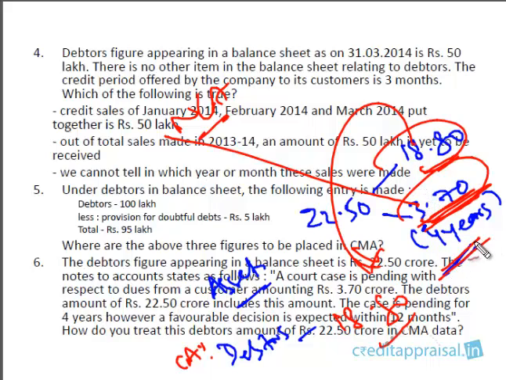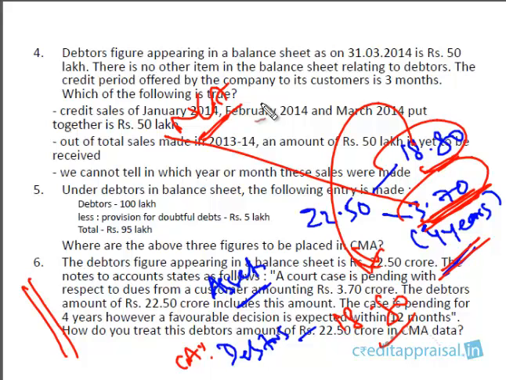See, the case is already pending for 4 years. So even though the question says a favorable decision is expected in 12 months, it might happen or might not happen. This is not something which we are going to rely on. It's not that we are saying the court case will never come in favor of the company. Yes, it might come, and the company might recover this 3.7 crores. But even then, we are not going to classify it as a current asset. You have to classify it as a non-current asset, in the sense that we are not certain.